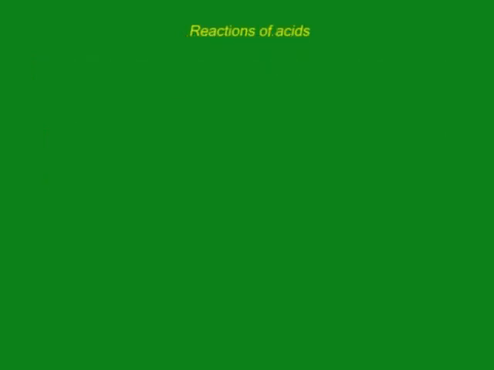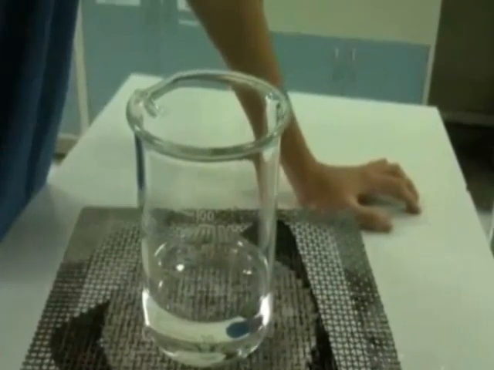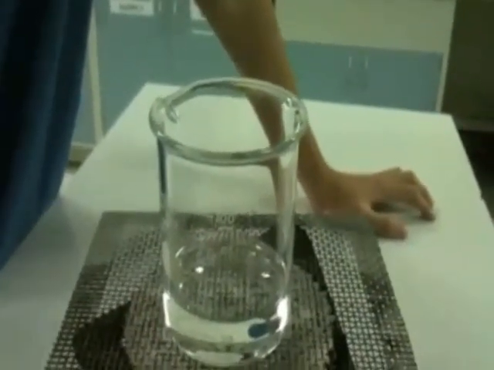Let us look at reactions of acids, and we start with acids and metals. When dilute acids such as hydrochloric acid react with metals such as zinc, magnesium, and iron, bubbles of a colorless gas are formed, that is, an effervescence occurs. The colorless gas is hydrogen. The other product that is usually left in the solution is the salt of that acid. Take a look at this. This is the reaction between zinc and hydrochloric acid.